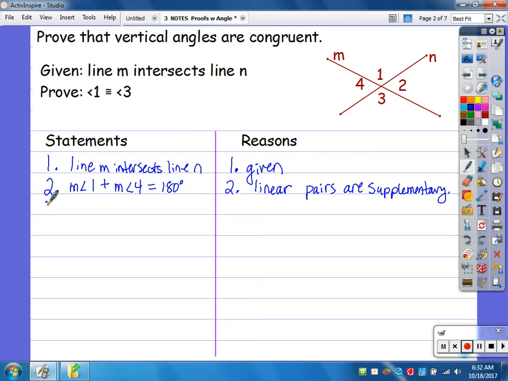So my next statement is going to be that the measure of angle 3 plus the measure of angle 4 equals 180 degrees. All right, and again, my reason is that linear pairs are supplementary.